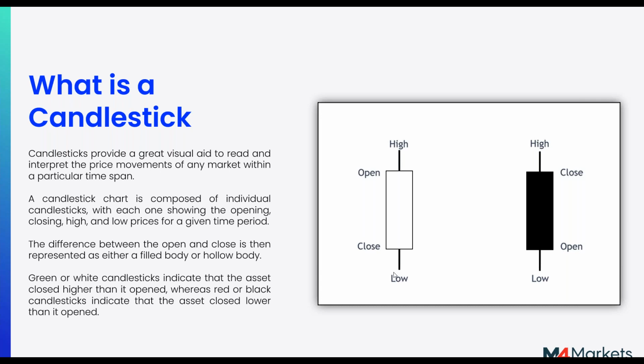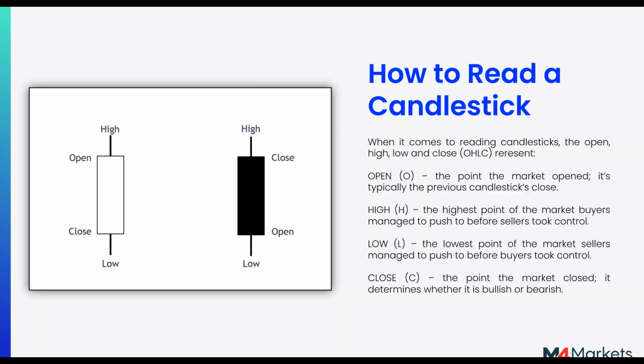The difference between the open and the close, as you can see, is called the body. It's represented by either a filled body or a hollow body, and the colors, of course, are also different. Typically, green or white candlesticks indicate that we are bullish, and red or black candlesticks indicate that we are bearish, in relation to the open.